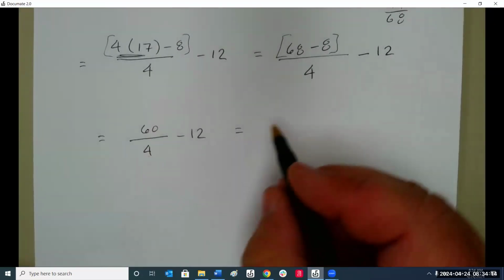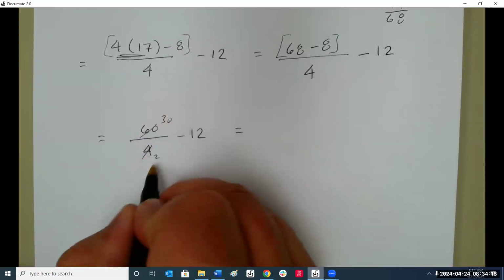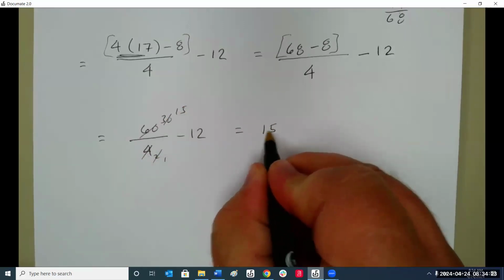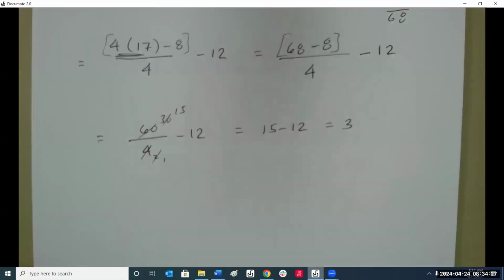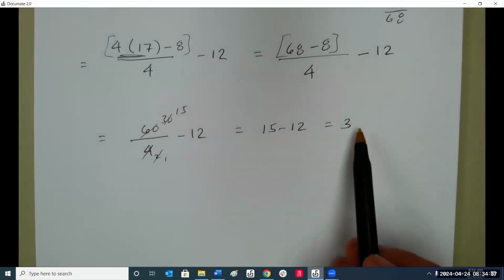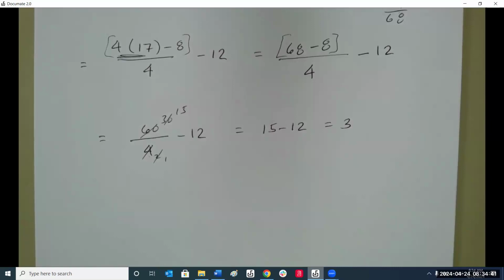60 divided by 4. Well, we know that 2 goes in there 30 times, so 15 times. So I have 15 minus 12 equals 3. So did y'all get one bigger than you started, or did you get the same number? Yeah, so that's the thing. Whatever number the student gives you, you subtract 1, and that's the number you started off with.